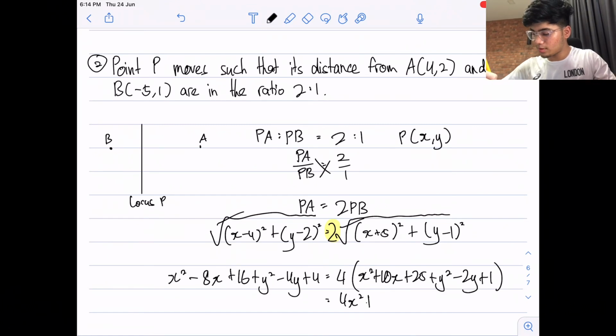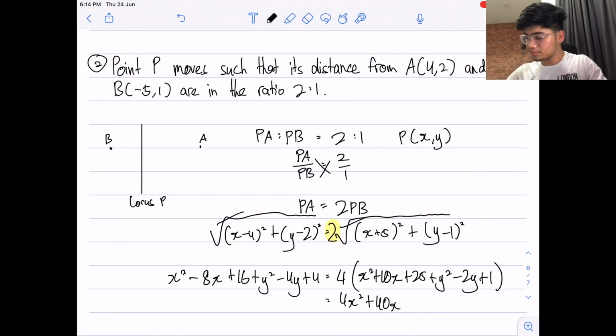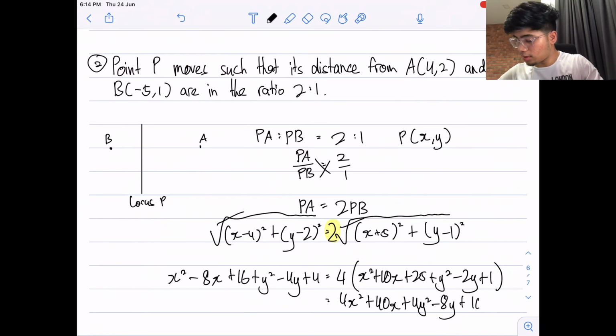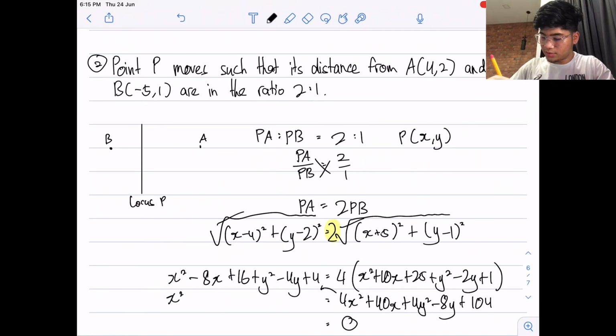4x squared plus 40x plus 4y squared minus 8y. Okay, I skipped that 25 because I know that 25 can be added with 1. So 26 times 4, 52, 104. Alright, 104. And then I'm going to bring all of this to the left side, so it's going to be equal to 0 for sure. You should probably write the left side again. I was just getting lazy over there.